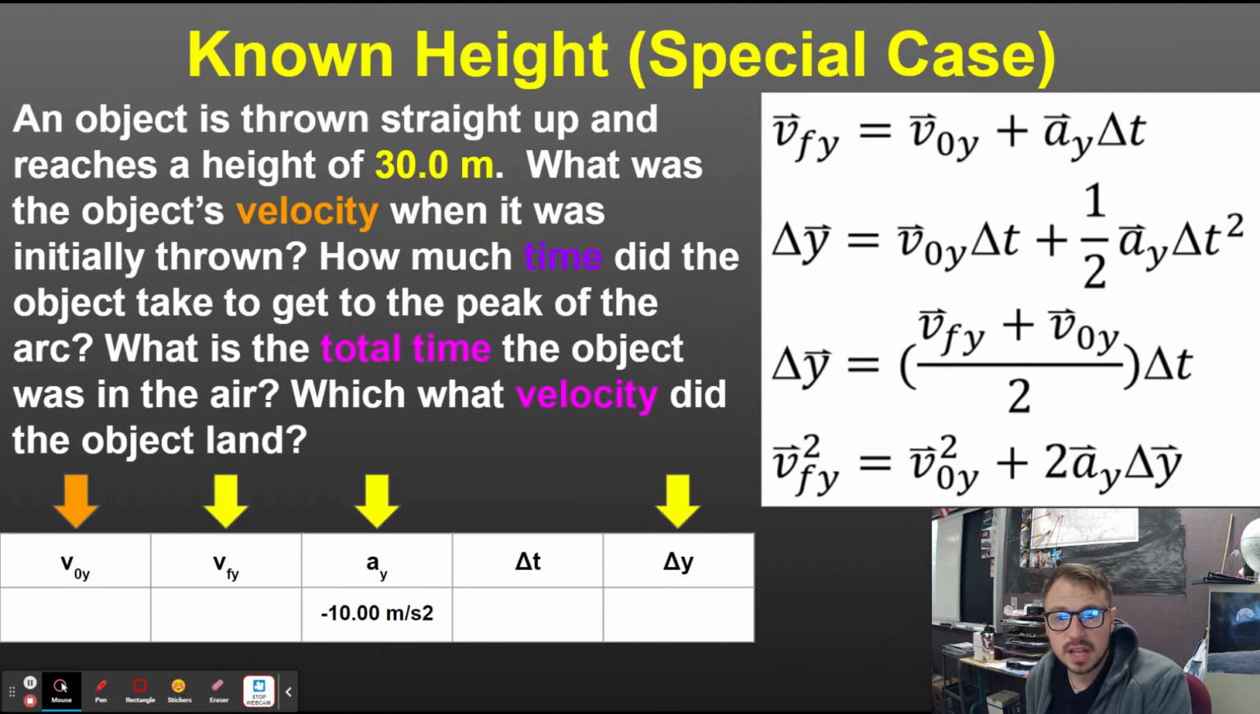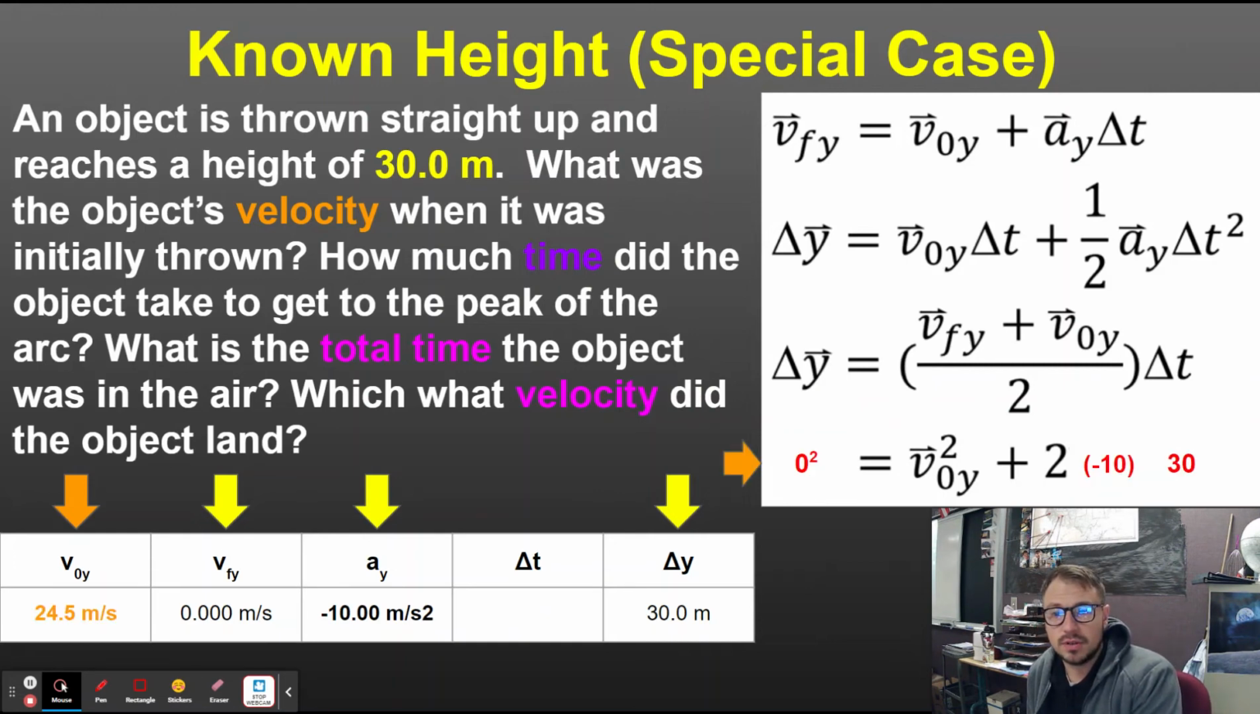So I'm looking for the initial velocity first. I know the final velocity at the peak is 0. I know the displacement. It says height, 30 meters, but remember, because the final position is above where it originally started, the displacement is going to be positive. Then I look for the equation that has all four of these variables. It's that bottom one. I plug everything in and I solve for the initial velocity. Now, then I can solve for the time it takes to get to the peak.